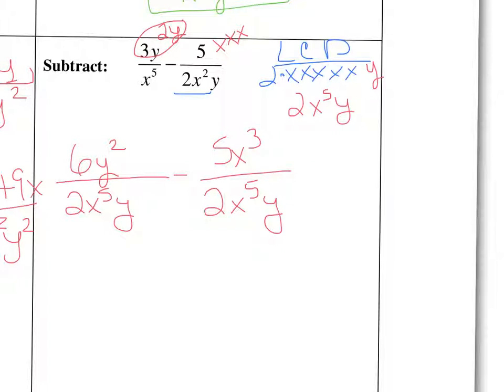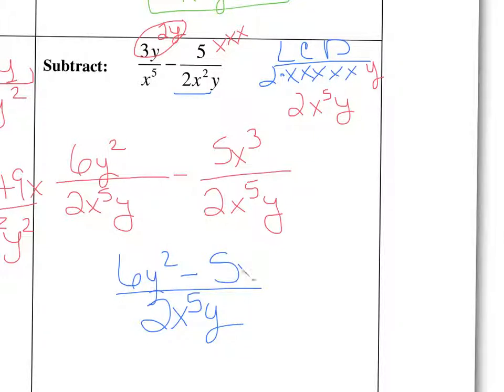So when I subtract these, the denominator is going to be 2x to the 5th y, same as these denominators. And then I'll have 6y squared minus 5x cubed.